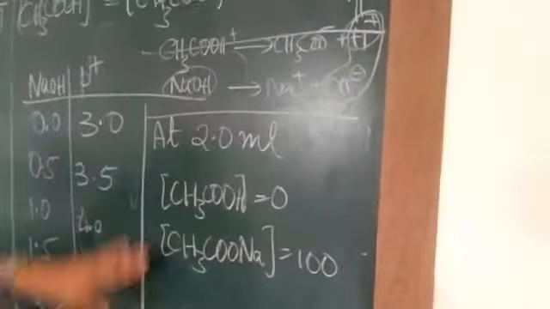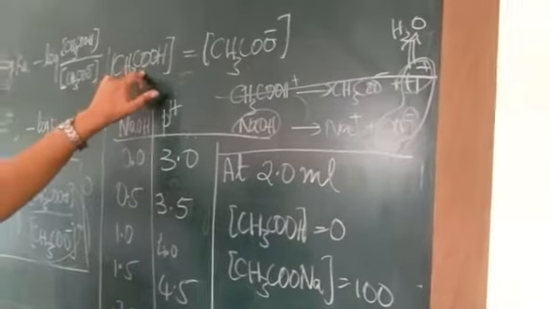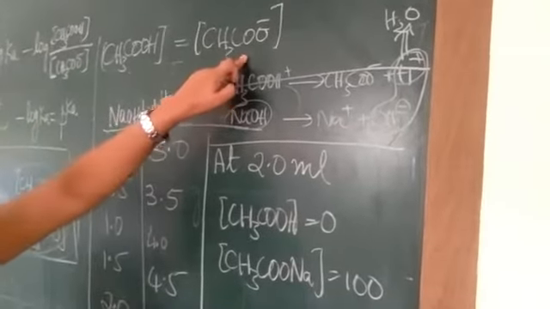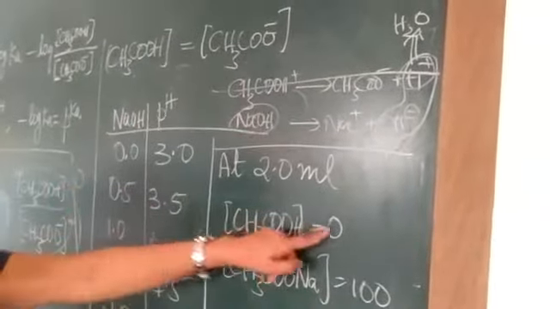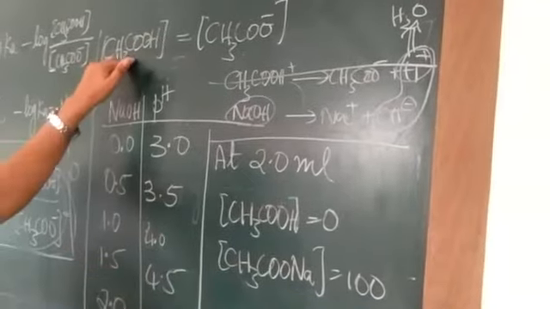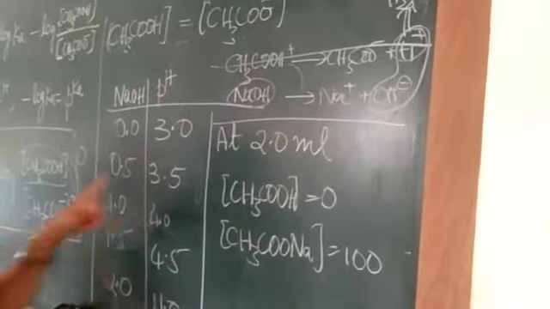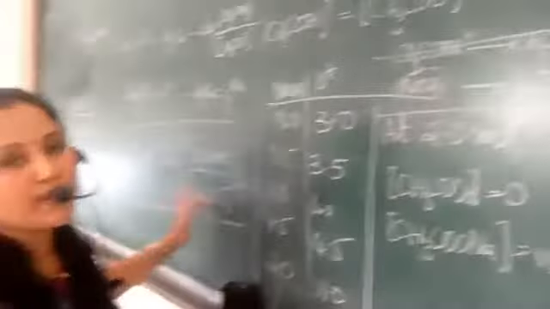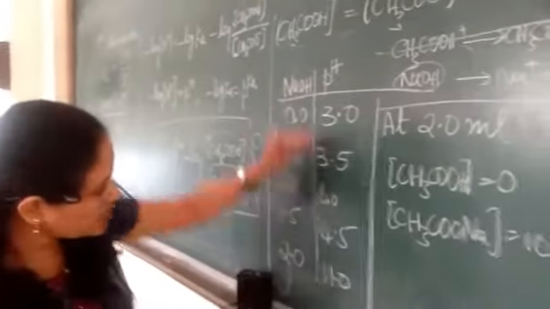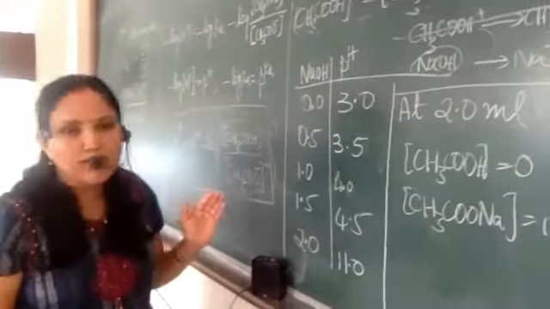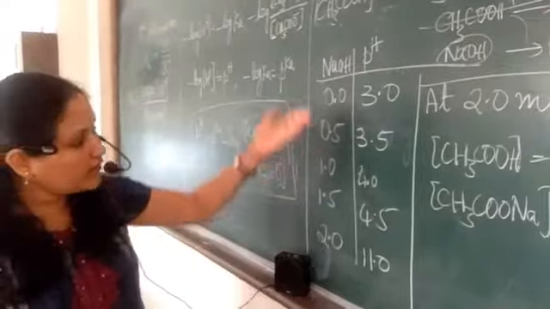But we need to maintain a condition where acid concentration is equal to the salt concentration, that is 50-50, not 0-100. This should also be 50, this also should be 50. Only then they both will get cancelled and log of 1 will be 0, then the pH will be equal to pKa. Okay.